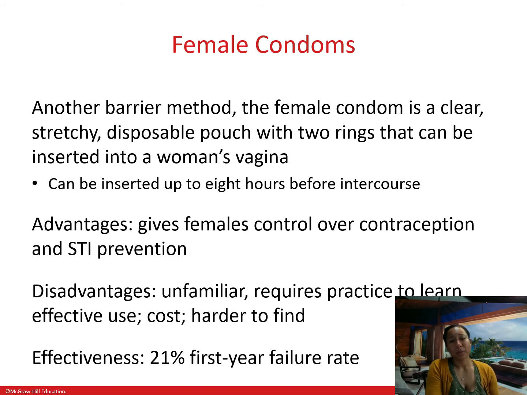Disadvantage is that a lot of people are just unfamiliar with it and they're unfamiliar with how to practice it. You do have to learn how to use it. It can be harder to find versus a male condom. You can go into any liquor store and purchase one of those. But when it comes to a female condom, you really have to find those specialized areas that carry it and that utilize it. Effectiveness is about 21% failure rate within the first year, meaning that 21% of the individuals will not utilize it correctly and that the female could get pregnant.